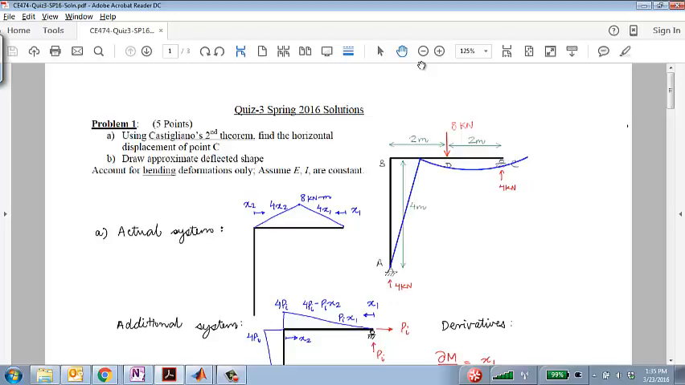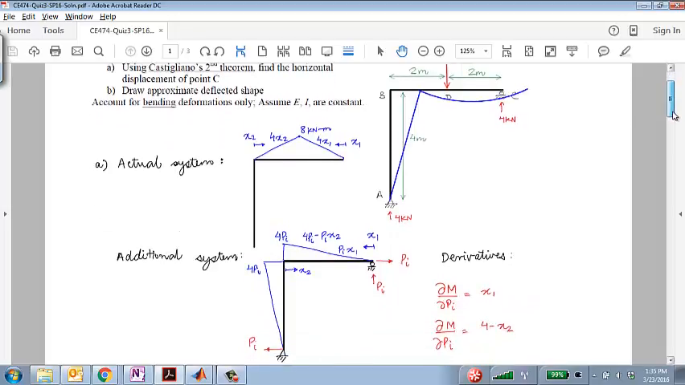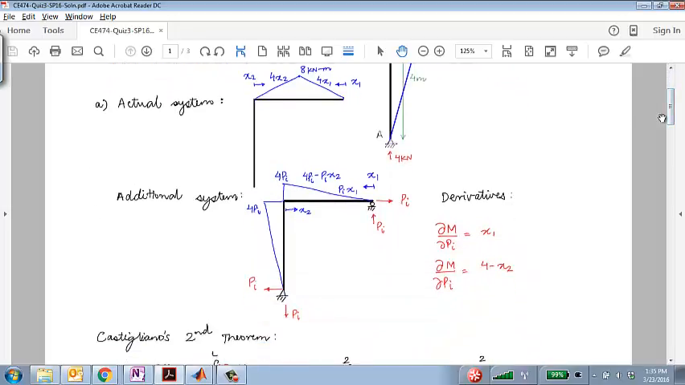So the first problem, if you remember, was this determinate frame structure, where you were asked to use Castigliano's theorem to find the horizontal deflection of C. And as I mentioned in class also, the calculations end up being exactly the same as the virtual work method, but you need to use a different approach.